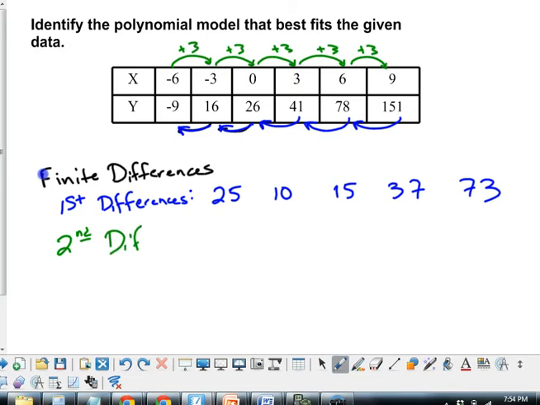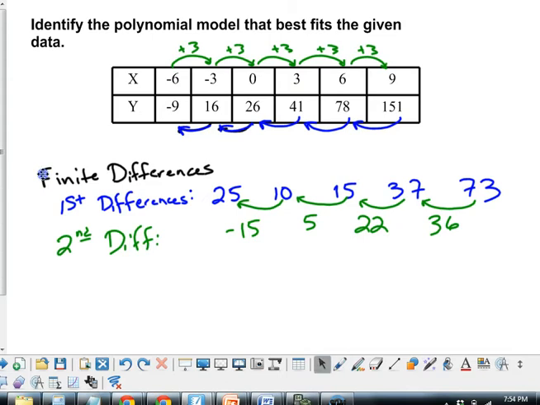And I'll abbreviate that there real quick. Second differences are going to be between these values. 10 minus 25, that's -15. 15 minus 10, that's +5. 37 minus 15 would be 22, and 73 minus 37 is 36. So, again, we don't see the same numbers here, so we know that we do not have a second degree polynomial to fit this. It's not the best thing. So, let's look at the third differences and see if that maybe fits.